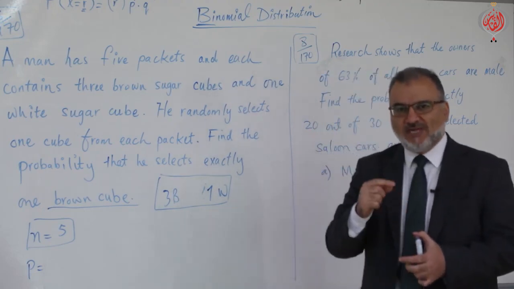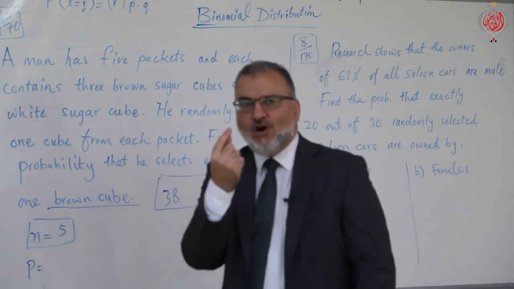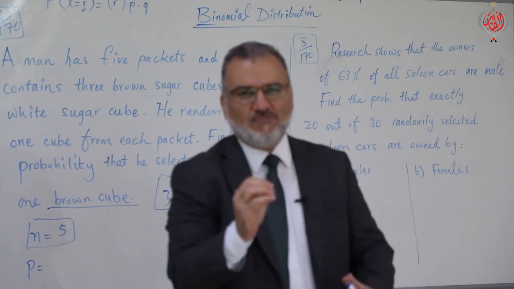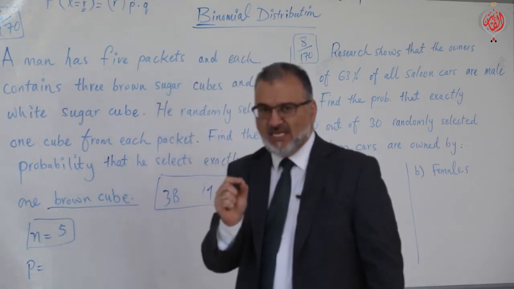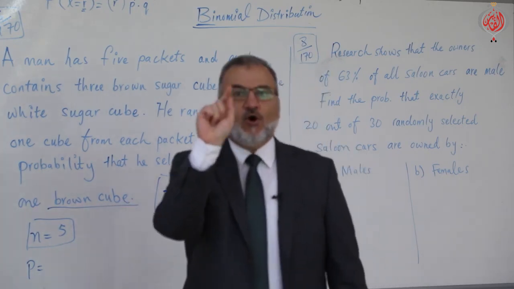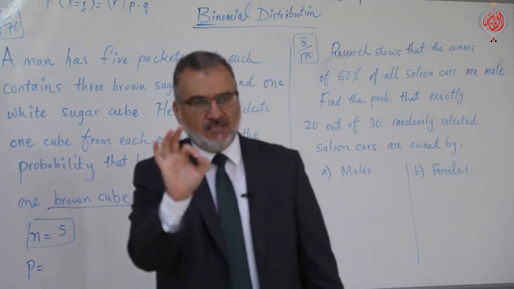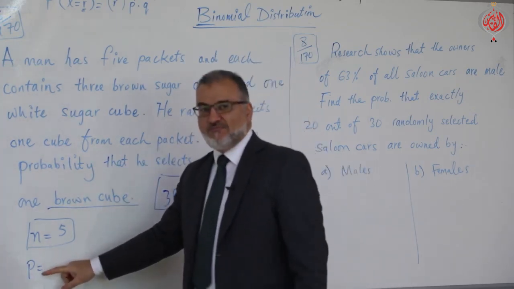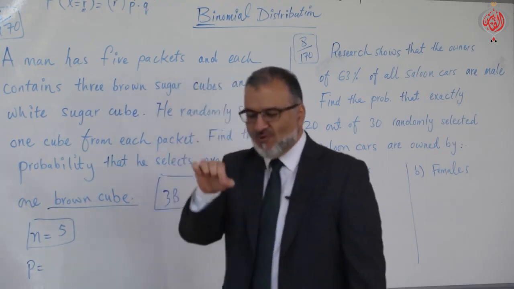So P is the probability of selecting a brown cube. Always calculate this, it is very important. I'm going to say something crucial. Here, P is the probability of selecting a brown cube in 1 trial only. Always you are calculating P and Q in 1 trial. Is it clear? Again, I will repeat it: you will find the value of P, the probability of success, and even Q in 1 trial.